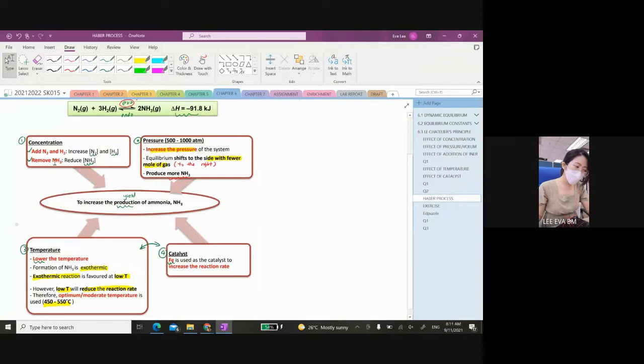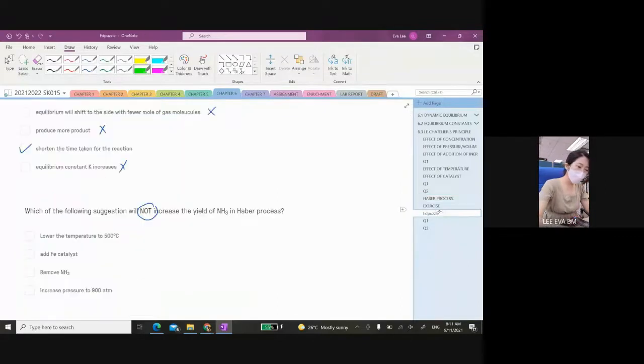So if you remove NH3, here it is, with a different highlighter, remove NH3. That means you remove the concentration. So the equilibrium will shift to the right hand side. You shift to the right to produce more NH3. So removing NH3 actually helps to increase the yield. So in your puzzle, it can increase your production of NH3.